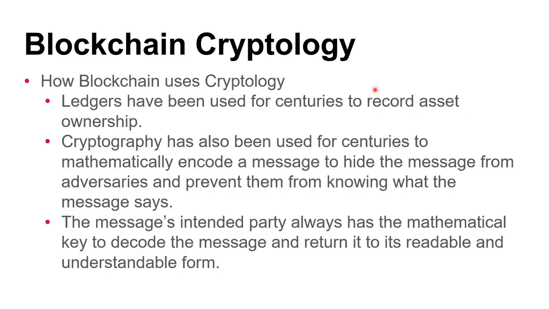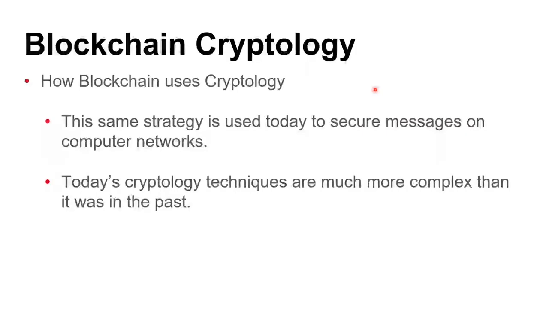It's a mathematical way to make sure that the message is read only by the intended party. What happens is the one party has a way of encrypting the message, and the intended party has a way of decrypting the message. So a blockchain also uses cryptology, a strategy that secures the messages on computer networks. Today's cryptology techniques are a lot more complex than they were in the past.